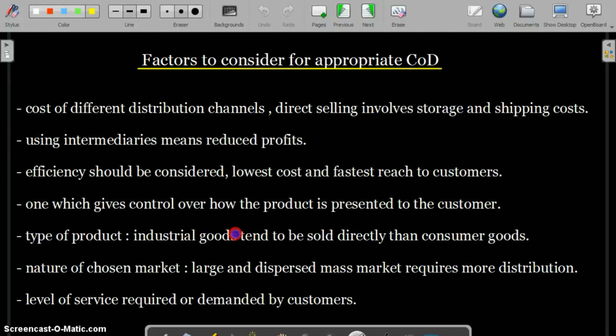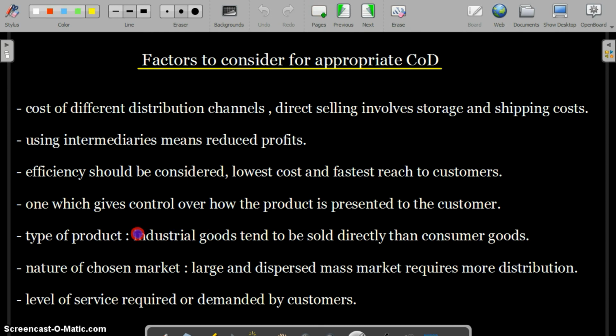Whichever method you choose, it should give you control over how the product is presented to the customer. It shouldn't be something where you can't control what price is being charged. Retailers may end up charging a heavy price opposed to the product's nature, and your demand might reduce. So you have to consider that as well and try to have some control over that.